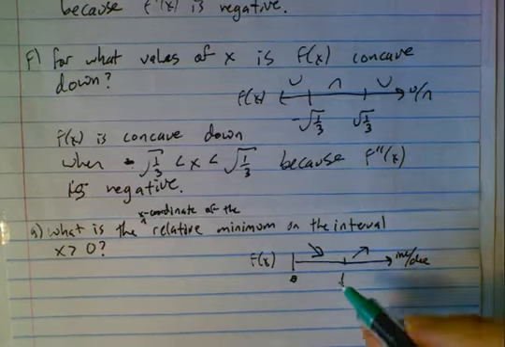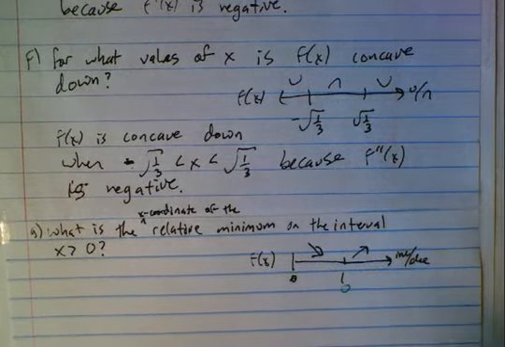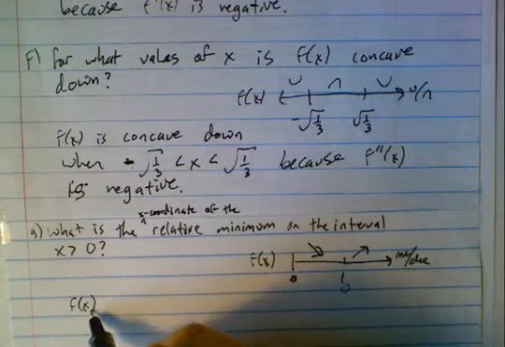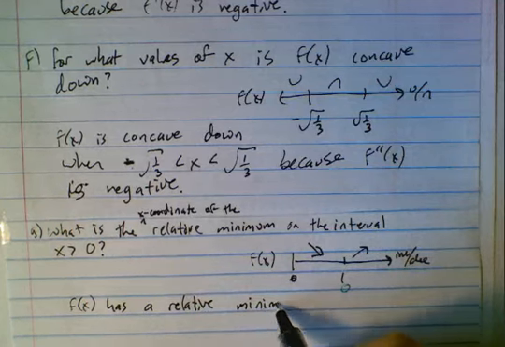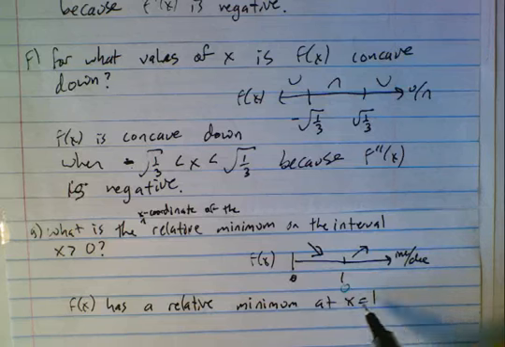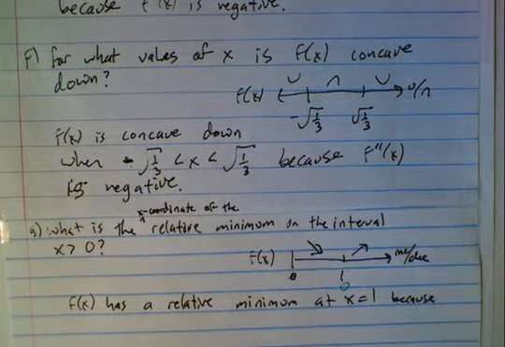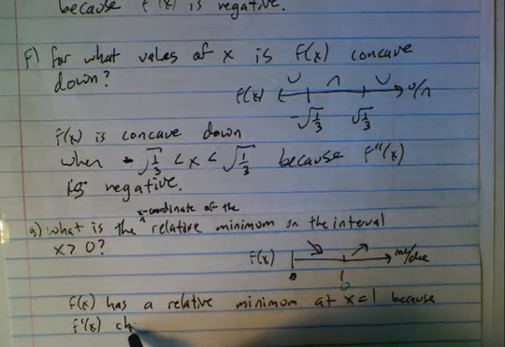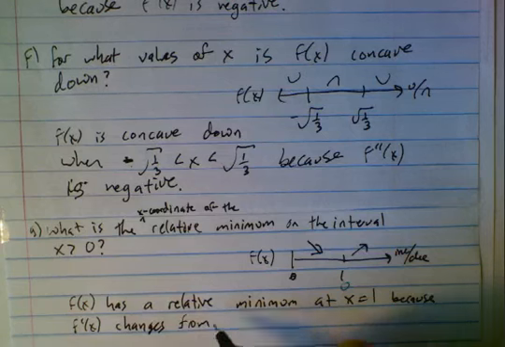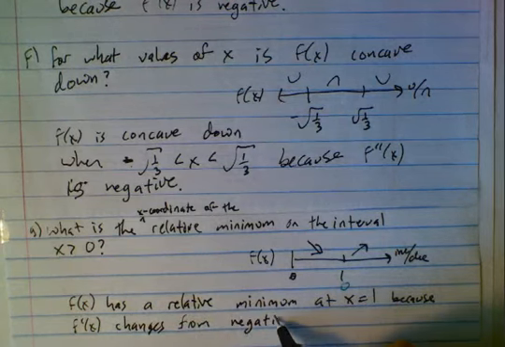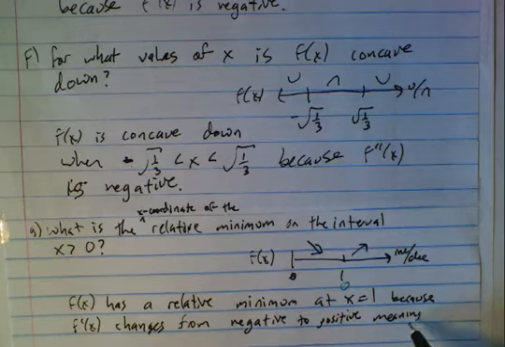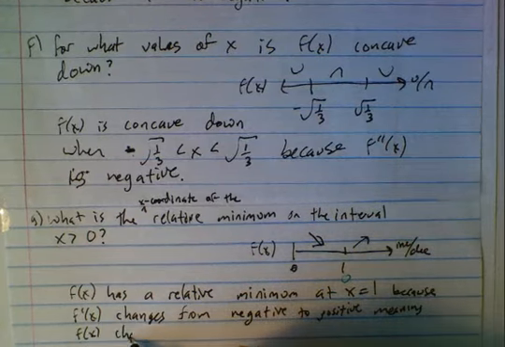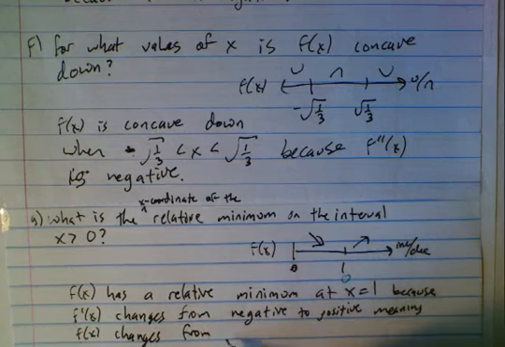So here we can clearly see that the relative minimum is right here because f prime of x changes from negative, that's the translation, to positive, meaning f of x changes from decreasing to increasing.